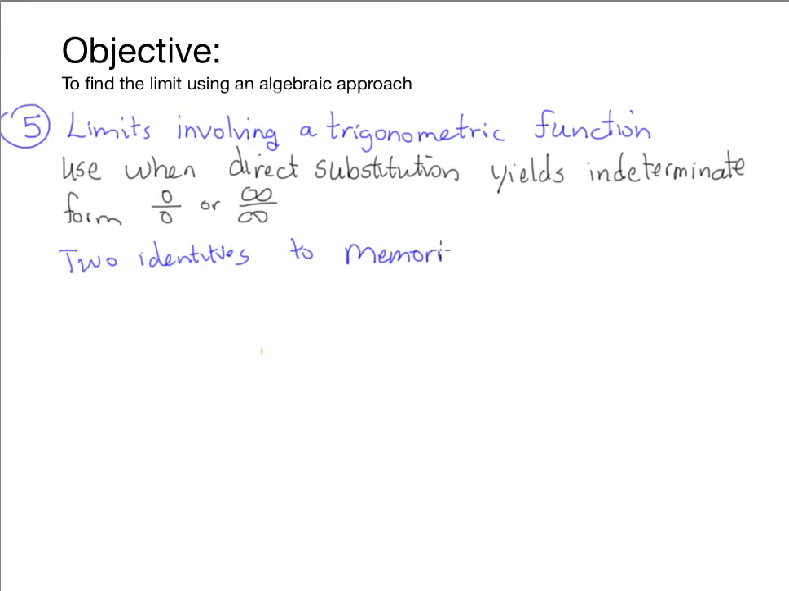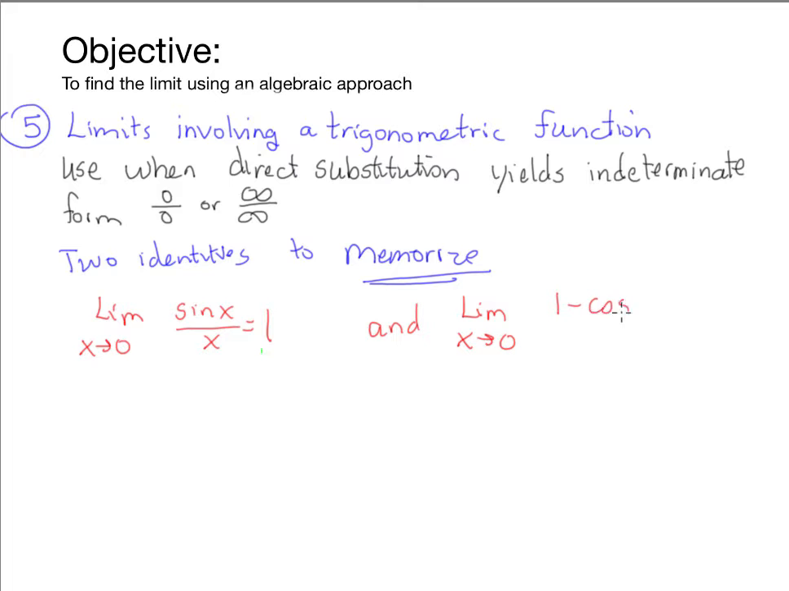Now, to do this, we need to know a couple of identities we have to have memorized. The first one is the limit as x goes to 0 of sine of x over x is equal to 1. The second one is the limit as x goes to 0 of 1 minus cosine of x over x is equal to 0.